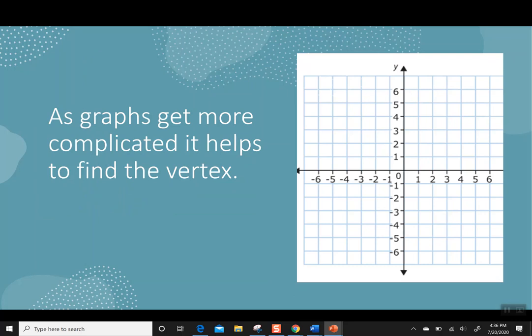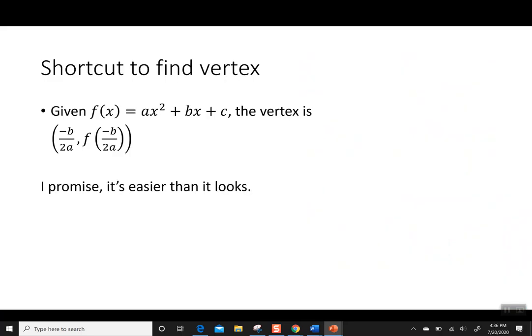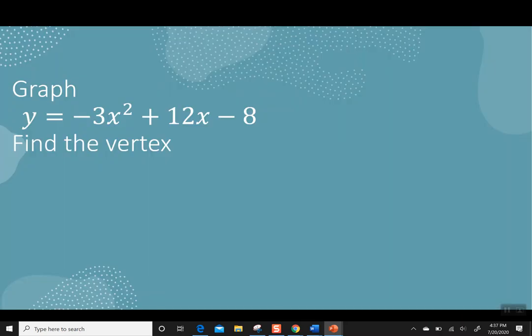Sometimes these graphs are going to be more complicated because we really need to know how we are going to find that vertex. So to help us out, I have a shortcut. It says if I have this quadratic, ax squared plus bx plus c, we can find the vertex by finding negative b over 2a and then f of negative b over 2a. I promise, it's easier than it looks.